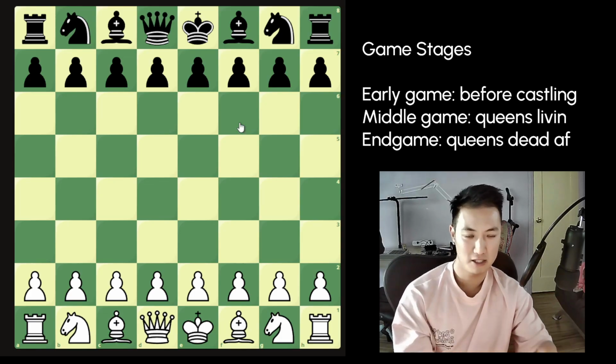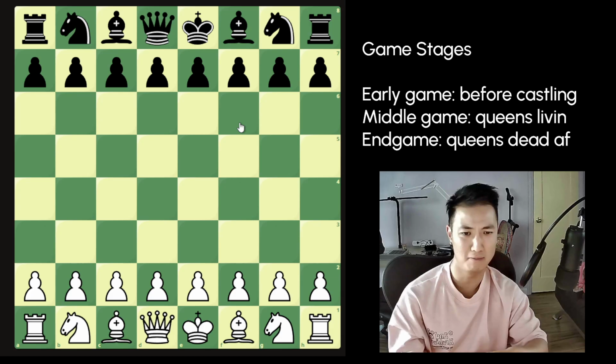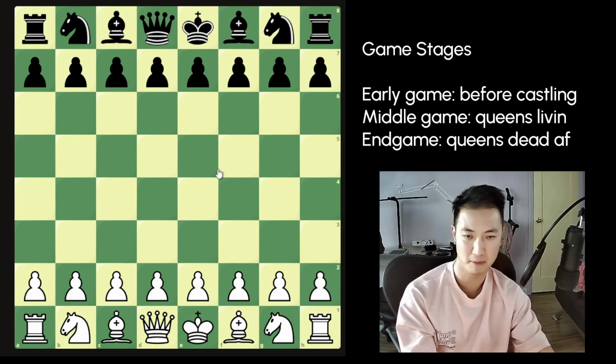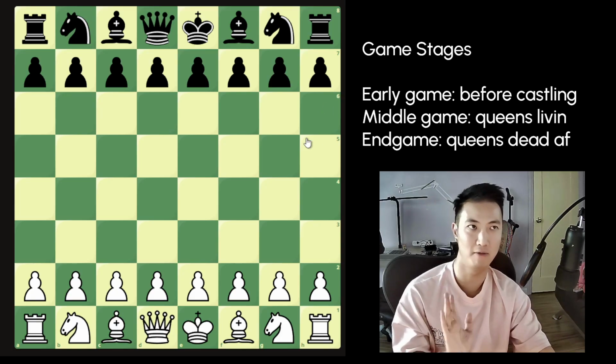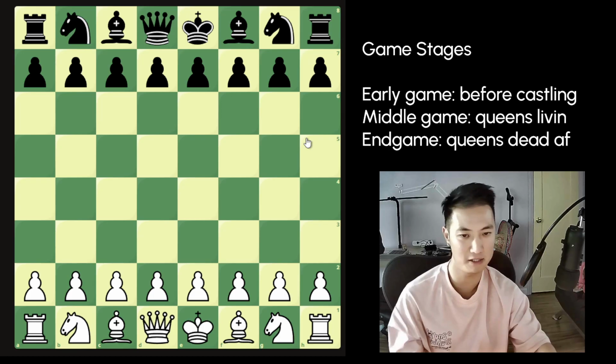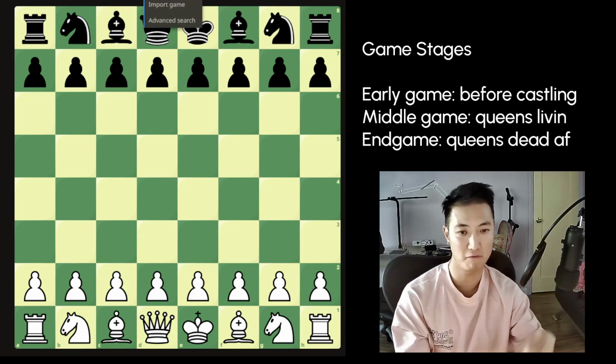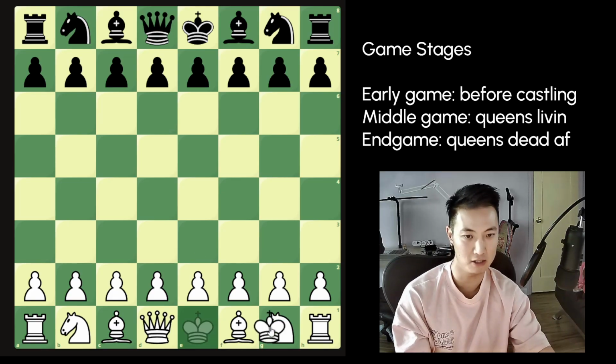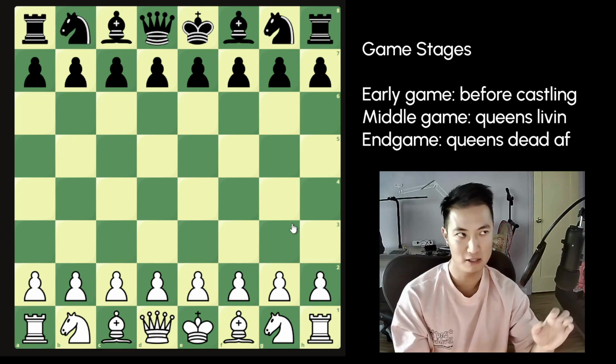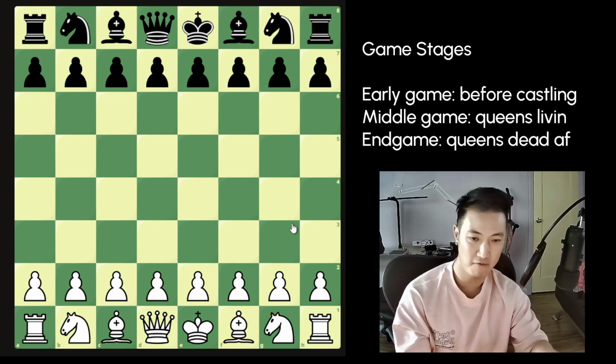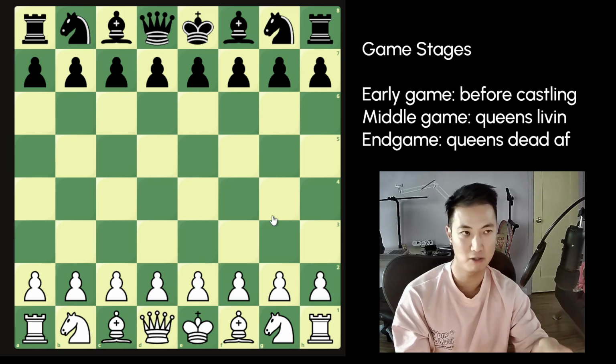Okay, now that we explained basically all of the rules and movements, we can talk more about strategy. So there's 3 different stages to the game: early game, middle game, end game. Pretty basic. Early game is before you castle. So I just talked about castling and what it is, right? Middle game is after you've castled and the queens are still alive. And end game is when the queens are gone, they're dead. We traded them.